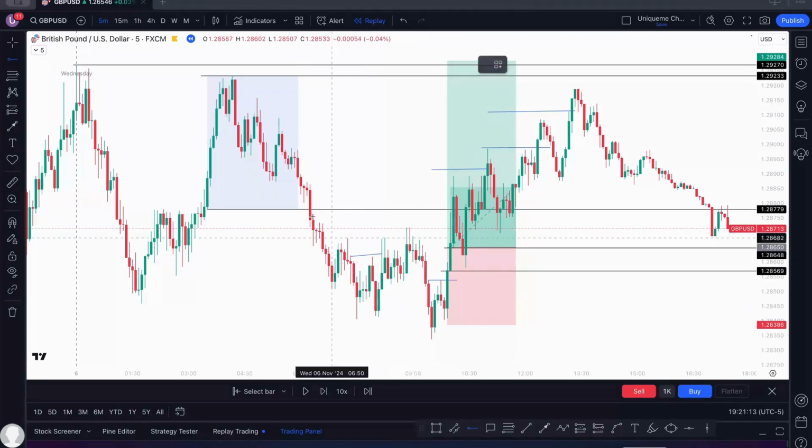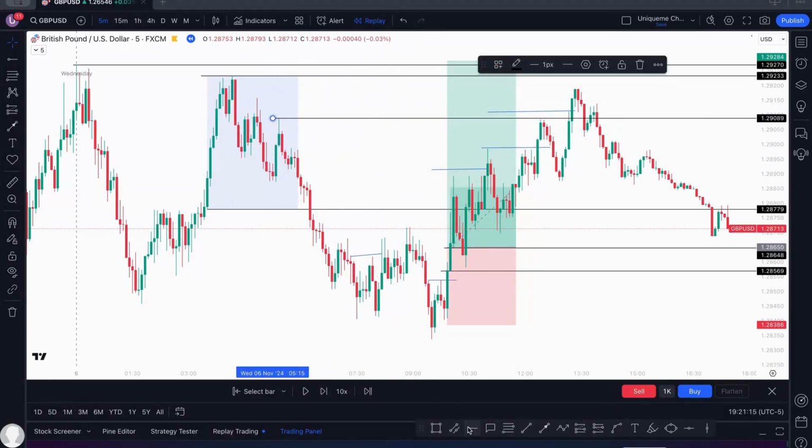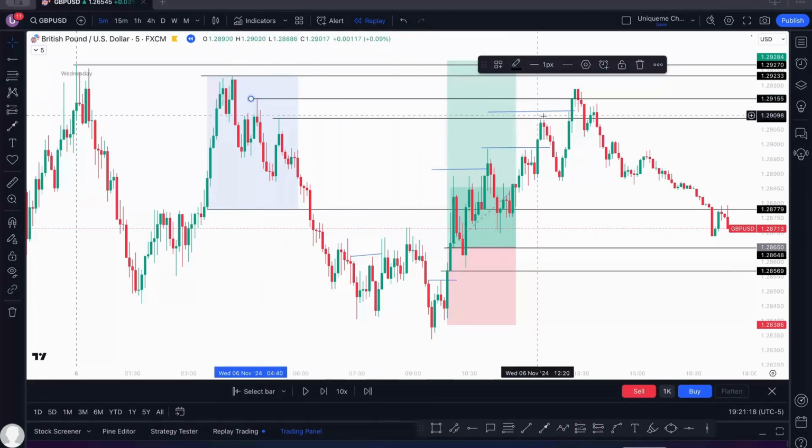These are draw liquidities here. Market took out draw liquidity and draw liquidity, and boom.